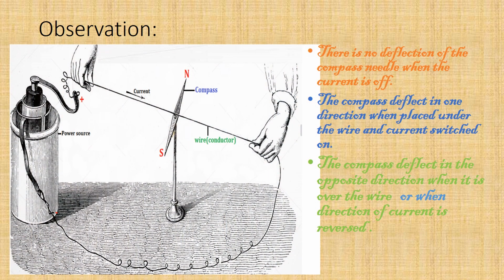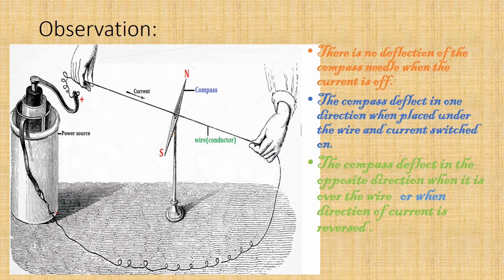Observations. It is noted that if you put a compass needle below the wire and there is no current flowing in the wire, there is no deflection in the compass needle. However, if the compass needle is put below the wire and current is allowed to flow, it deflects in one particular direction. If you now put the compass needle above the wire, it is deflected in the opposite direction. The same can be achieved if you reverse the direction of current.